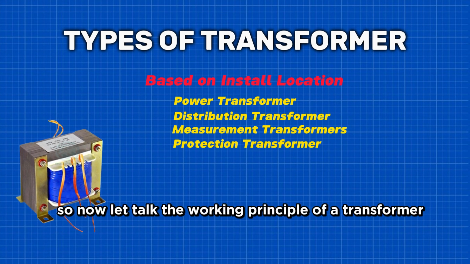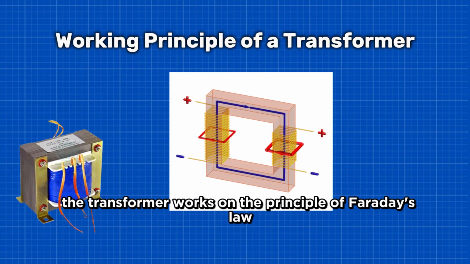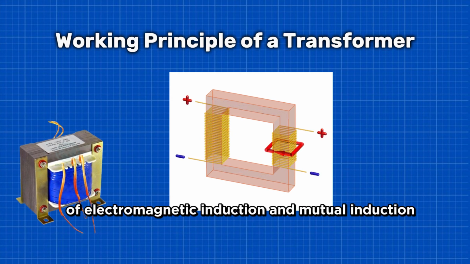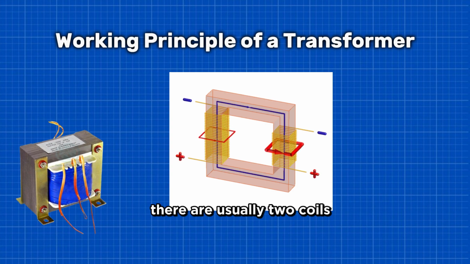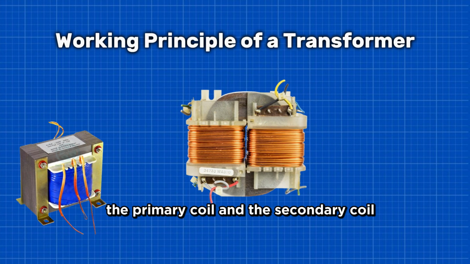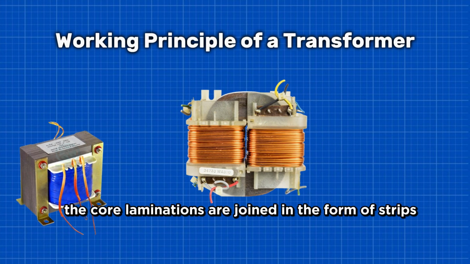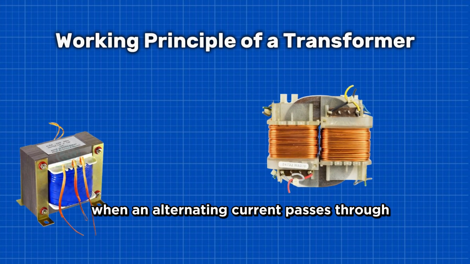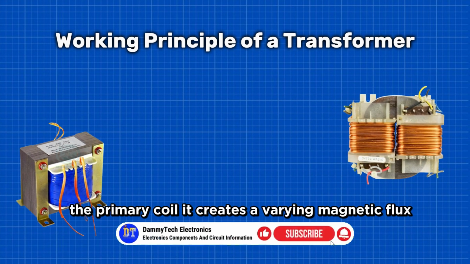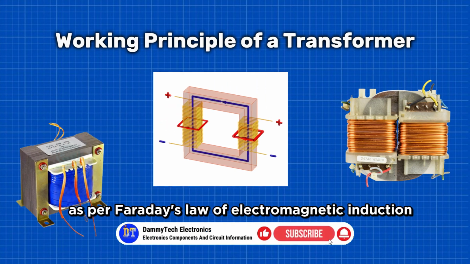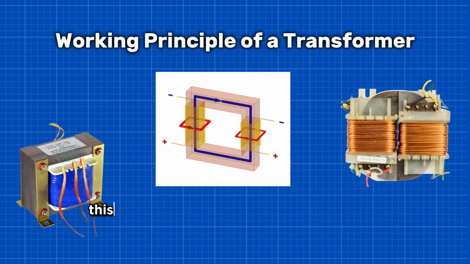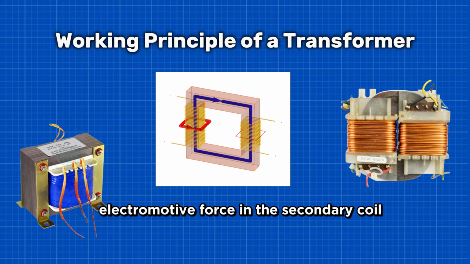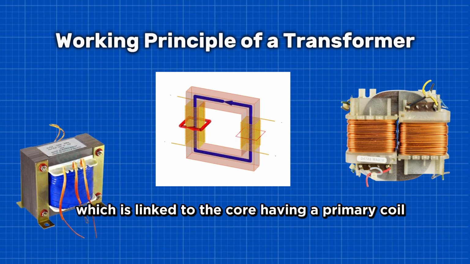So now let's talk about the working principle of a transformer. The transformer works on the principle of Faraday's law of electromagnetic induction and mutual induction. There are usually two coils, the primary coil and the secondary coil, on the transformer core. The core laminations are joined in the form of strips. The two coils have high mutual inductance. When an alternating current passes through the primary coil, it creates a varying magnetic flux. As per Faraday's law of electromagnetic induction, this change in magnetic flux induces an EMF, electromotive force, in the secondary coil, which is linked to the core having the primary coil.